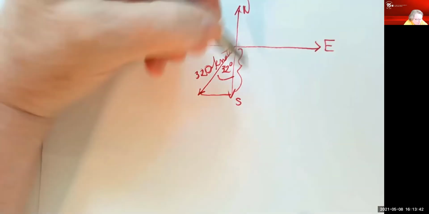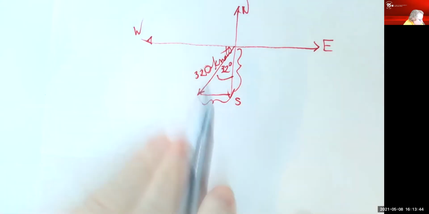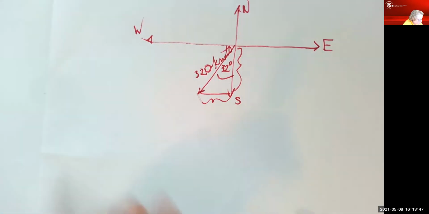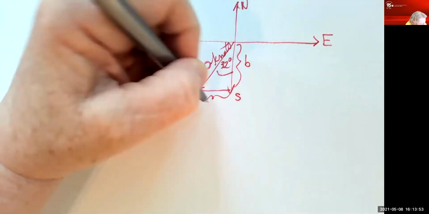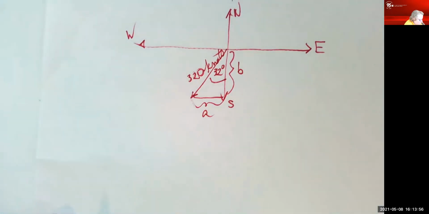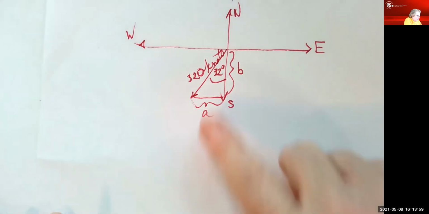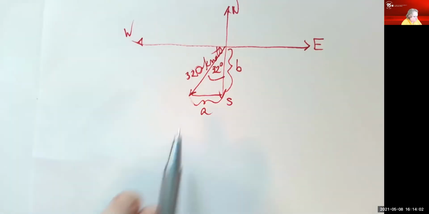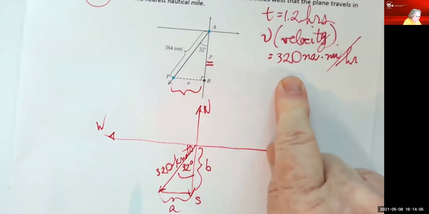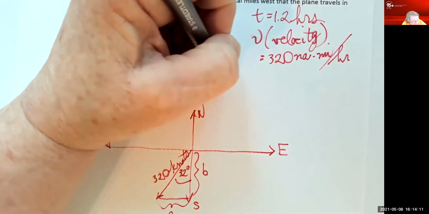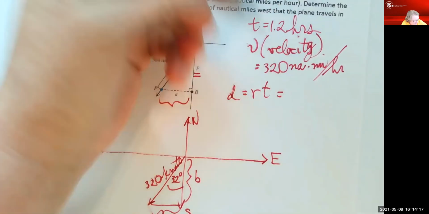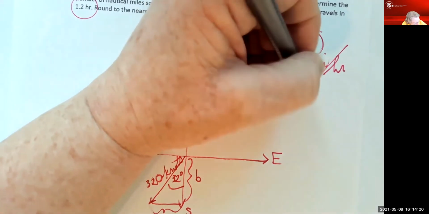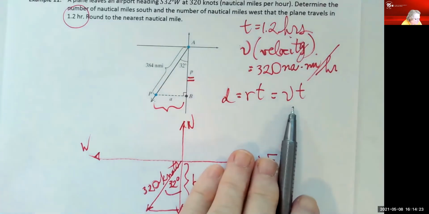We want to find the vertical and the horizontal displacement or difference. And let's call the vertical displacement B and the horizontal displacement A. First, we want to convert the speed or the velocity together with the time to a distance. And I know that distance equals rate times time. Well, rate and velocity are the same thing. So I can multiply the speed by the time.